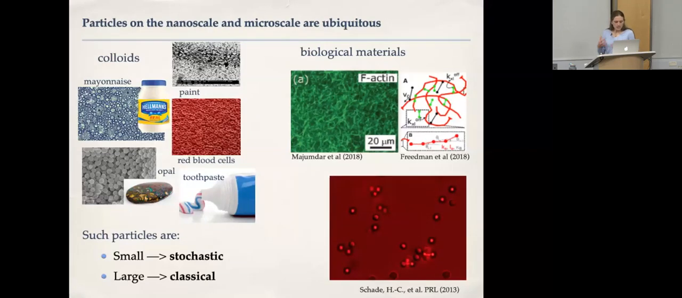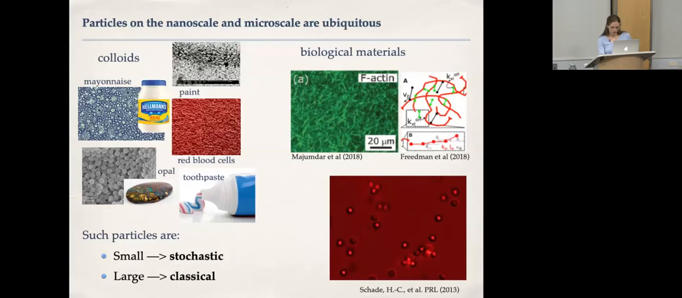So these kinds of particles on these scales are both small and large. They're small enough that when you put them in a fluid, they move around randomly because of the thermal fluctuations in the fluid. They're small enough that they actually see those fluctuations.